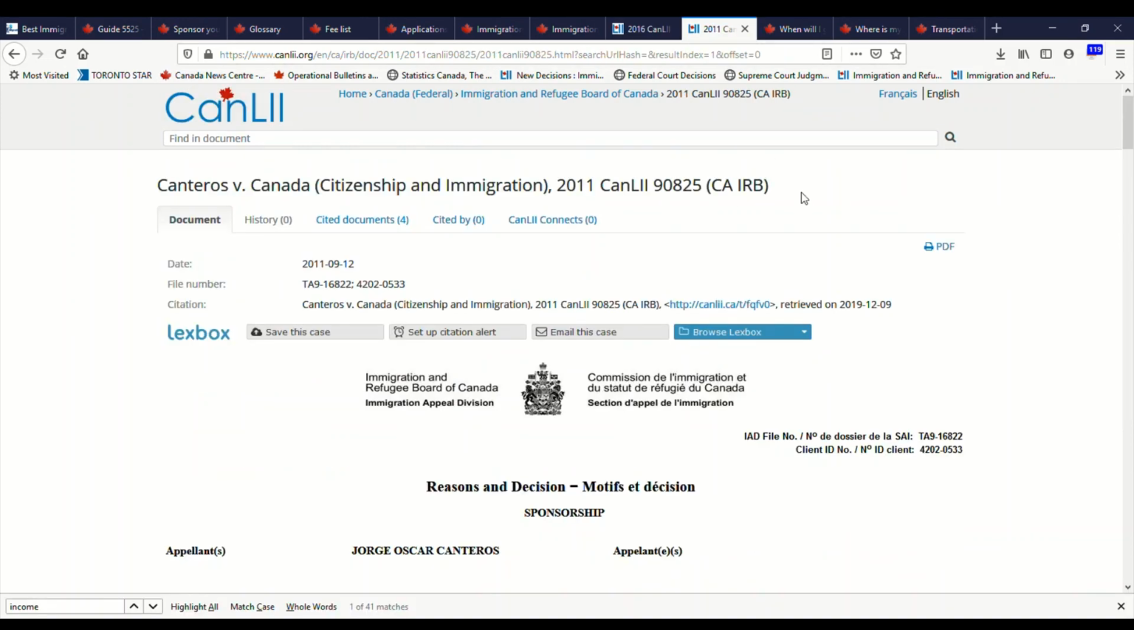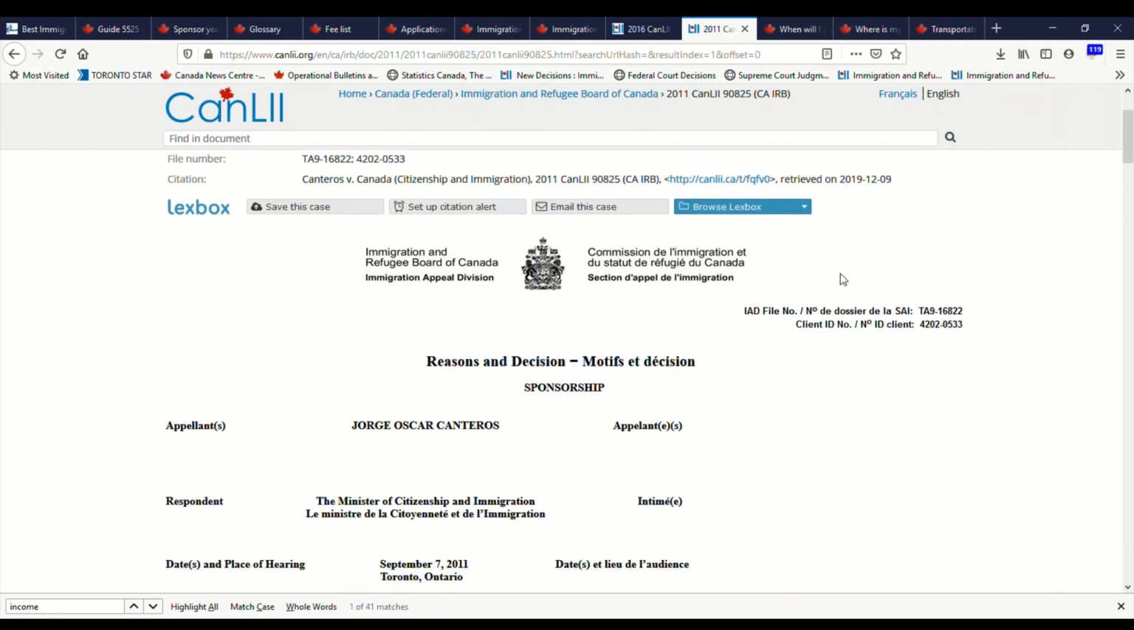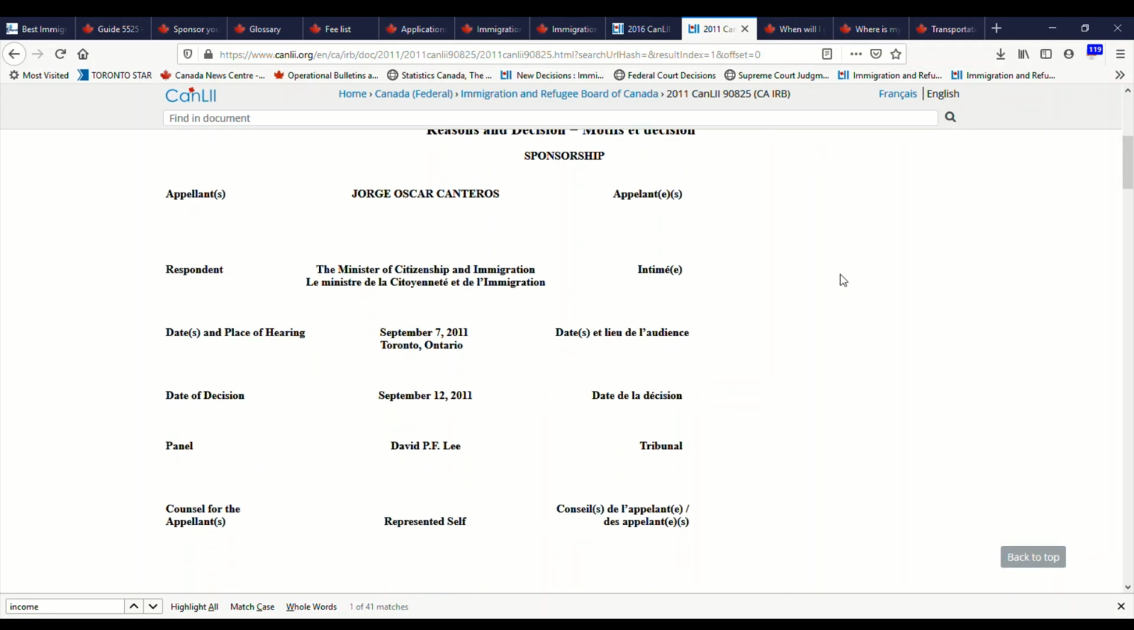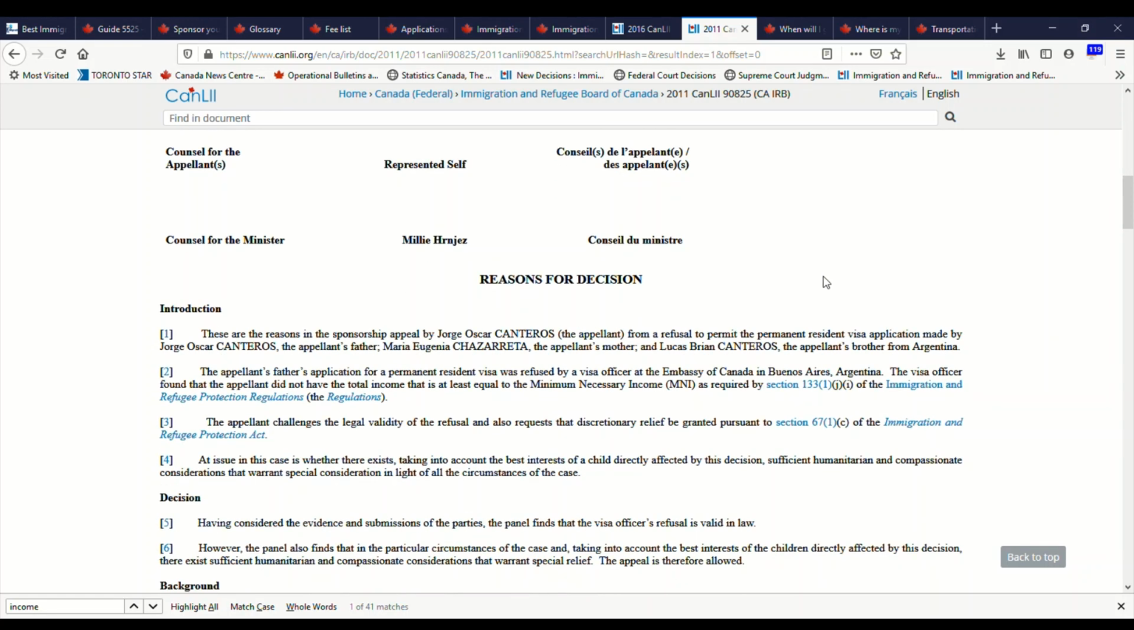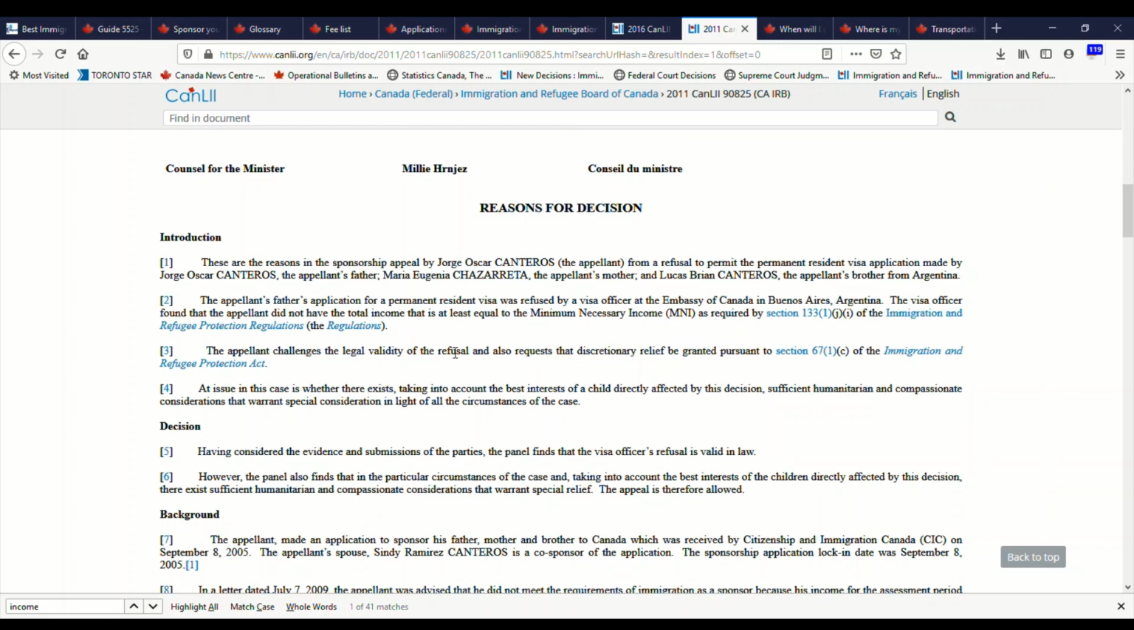Then we find a different decision called Canteros versus Canada, also from the IAD. This decision dates back to 2011. Here we're looking at a sponsorship of parents and a brother from Argentina. The appellant's father's application for a permanent resident visa was refused by a visa officer at the Embassy of Canada in Buenos Aires. The visa officer found that the appellant did not have a total income at least equal to the minimum necessary income, as required by the regulations.